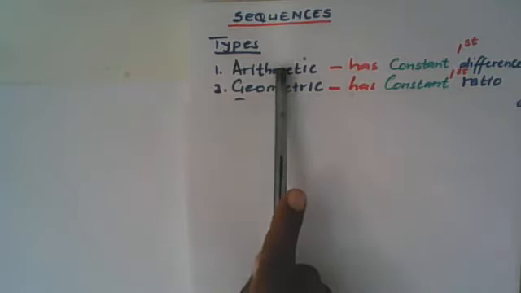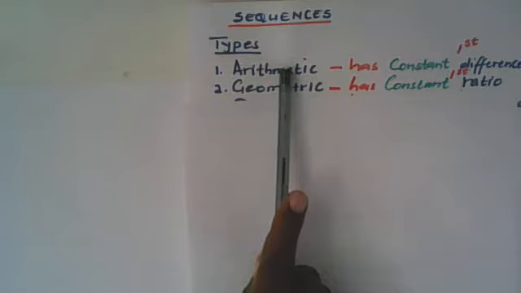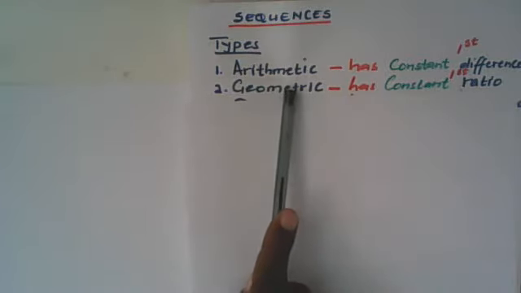Now here we said you must have a constant in order for that to be a linear or arithmetic sequence. There must be a constant difference in your first difference. For this one, that is geometric, you must have a constant ratio, and that must be in the first line. That is the first ratio.